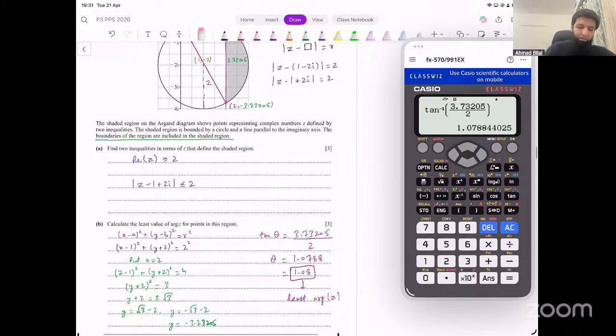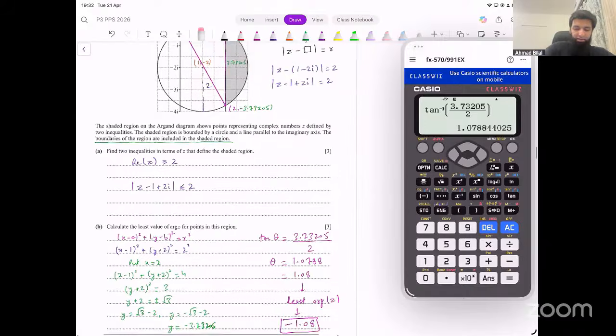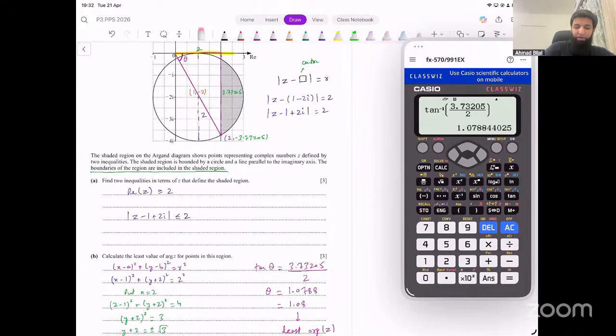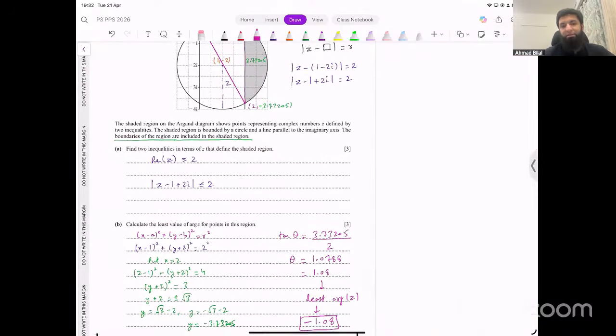So the least argument at the end will be negative 1.08. Yes, that's the final result that we get. Angle theta is 1.08, but we have to go in this direction. So the final answer is going to be negative 1.08.